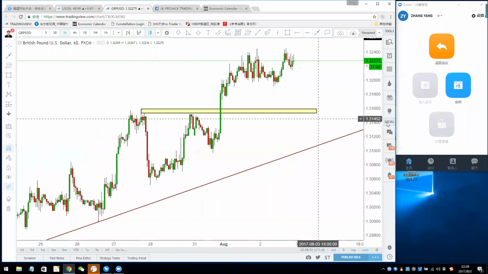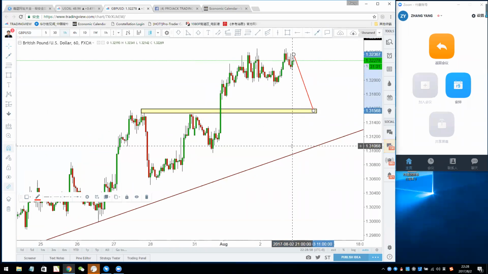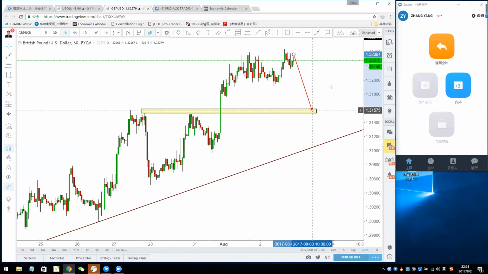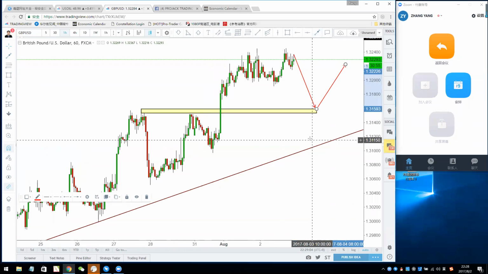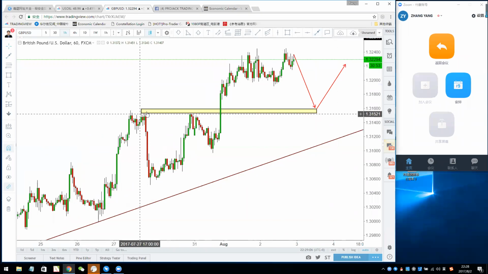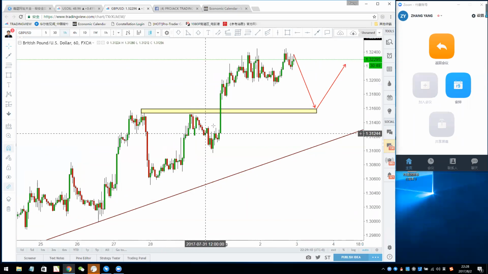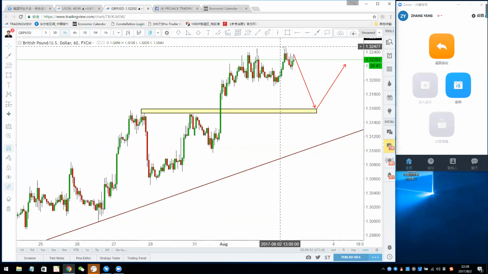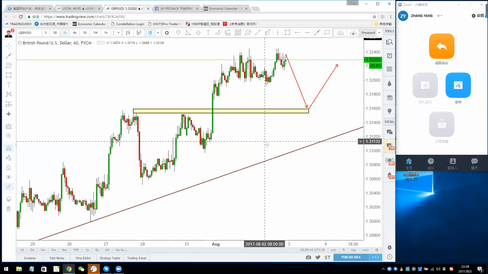But I will watch the 1.3160. If the price first comes back to this area, I want to be a buyer, to join the second move, because this is a breakout. One time, two times, three times rejected, and then it's a firm breakout. Pull back, you want to buy.